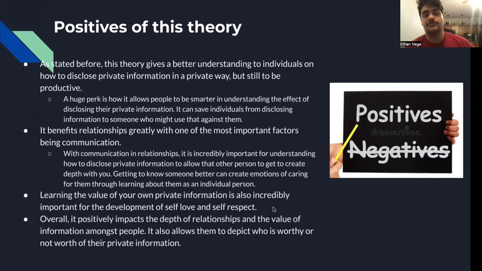This theory revolves around the idea of being able to emotionally open up to somebody and getting to know them more as a person, more as their morals and stuff like that. Learning the value of your own private information is also incredibly important in the development of self-love and self-respect. Overall, it positively impacts the depth of our relationships and the value of information amongst people. It also allows them to depict who is worthy and not worthy of their private information and better manage their time and priorities. And this leads me into the negatives of this theory that can possibly be perceived.